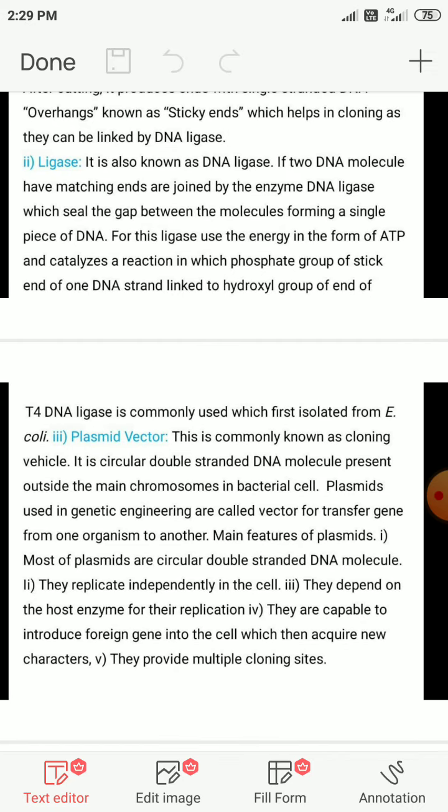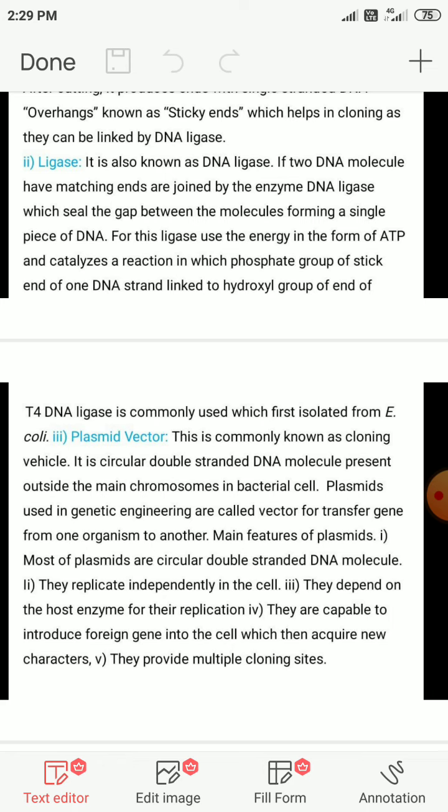This is commonly known as the cloning vehicle. It means that whenever the gene cloning process is supposed to be started, at that time it is necessary to have a particular type of vehicle. The cut pieces of the nucleotide sequence, which have the desired characters.